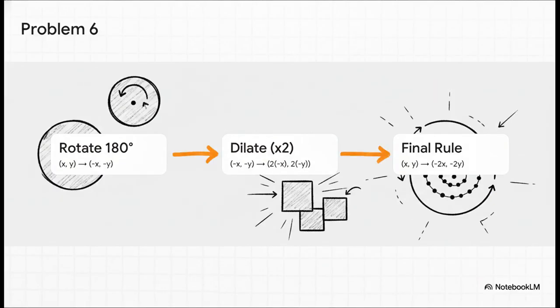Here's a nice direct one. A 180-degree rotation gives us negative x, negative y. Then we dilate by a factor of 2. All we do is multiply our new x and y by 2, which gives us negative 2x, negative 2y. Pretty straightforward and clean, right? It's kind of nice when they work out that simply.